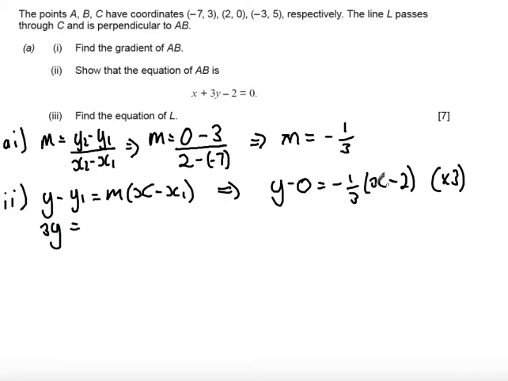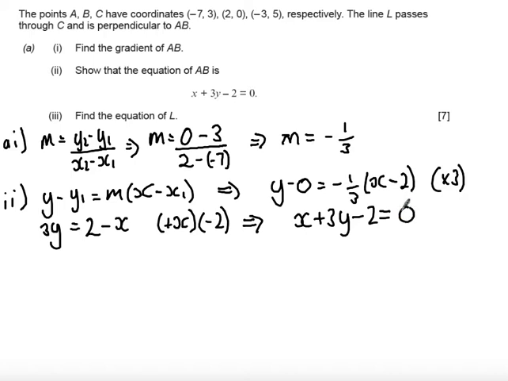Then expanding by multiplying this bracket by -1, I get 2 minus x. And then all that's left to do is to add x to both sides and subtract 2 from both sides. And so I get left with x plus 3y minus 2 equals 0.